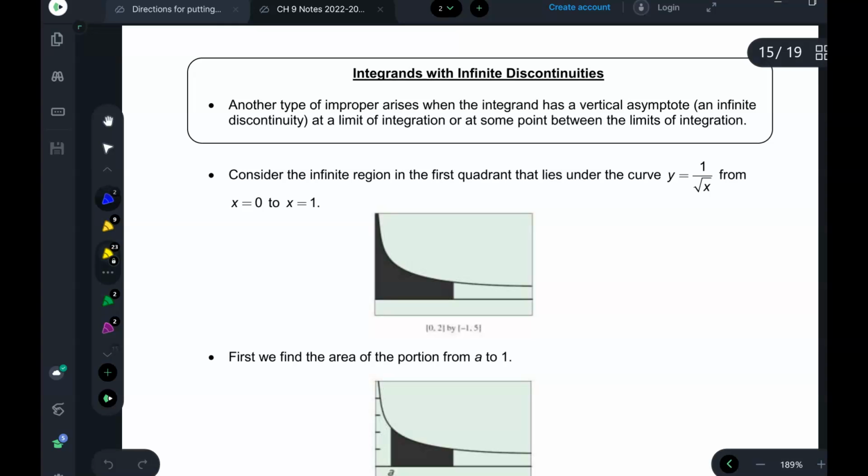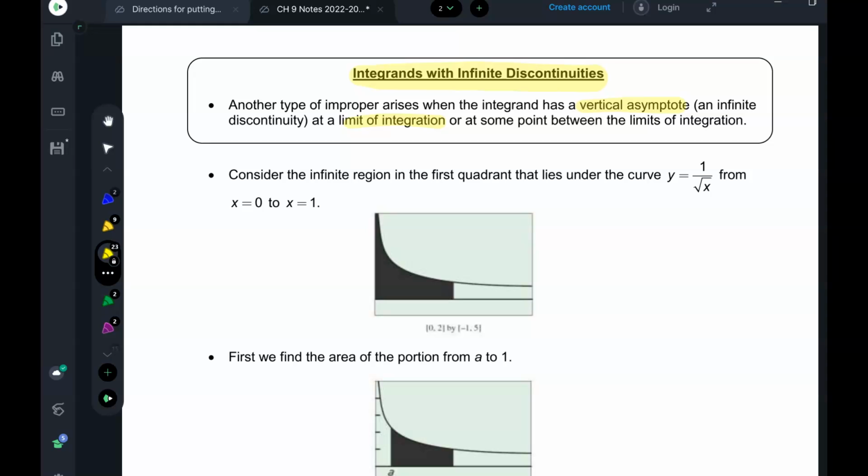Okay, so let me continue with integrands with infinite discontinuities. So this basically happens when we have a vertical asymptote. Okay, so an infinite discontinuity. And so we have a limit of integration, or at some point between the limits of integration, where we have an improper integral. So here's an example.